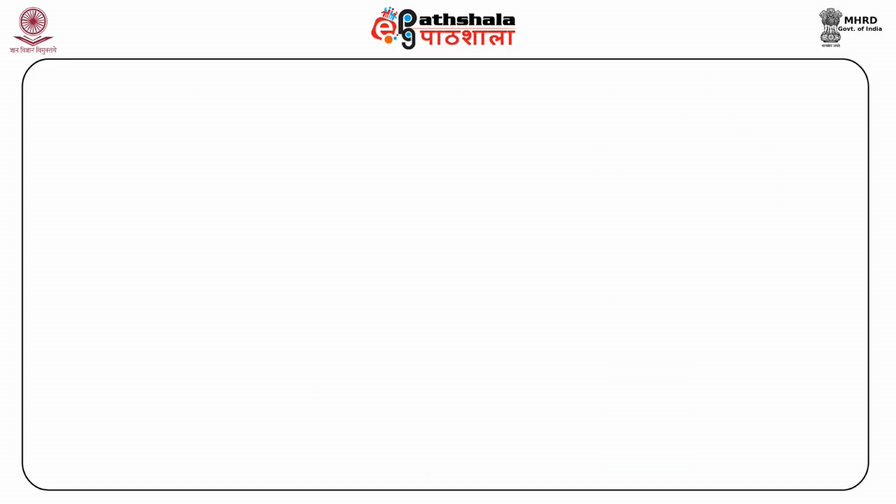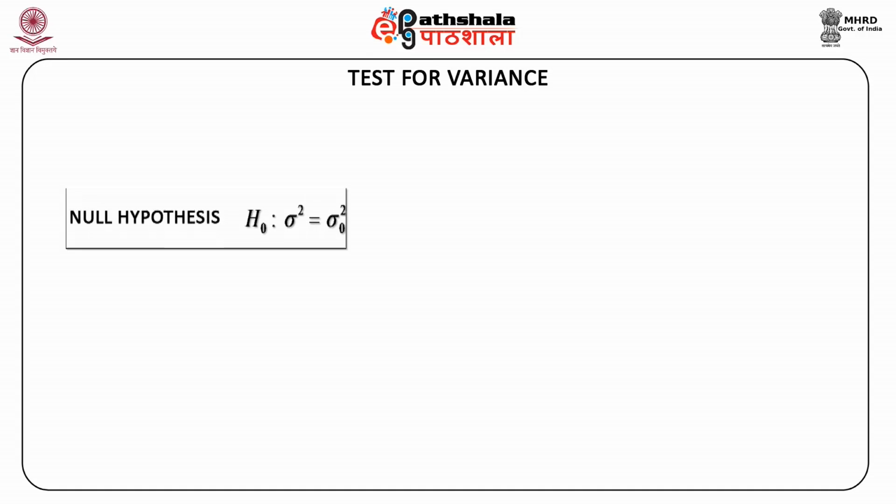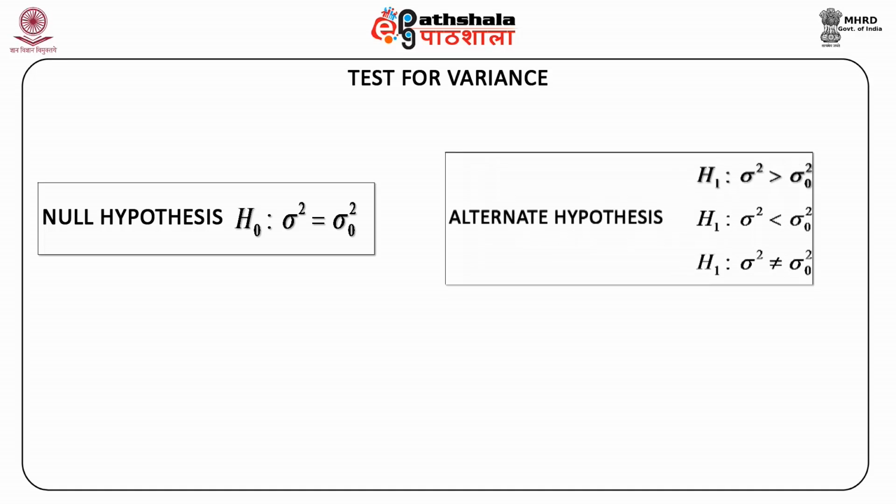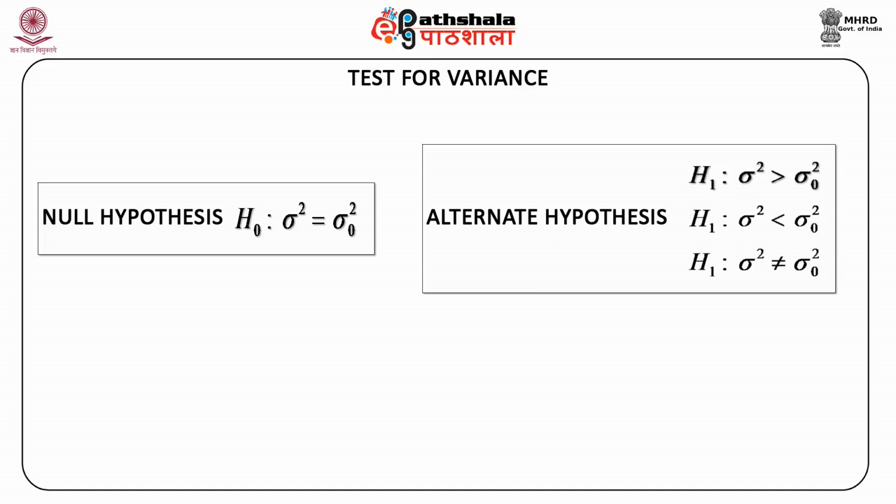Next, we discuss the test for variance. The test for variance also relies on the chi-square distribution. If the null value is sigma squared naught, the null hypothesis is H naught: sigma squared equals sigma squared naught. The alternative hypotheses are sigma squared greater than sigma squared naught, or sigma squared less than sigma squared naught, or sigma squared not equal to sigma squared naught.